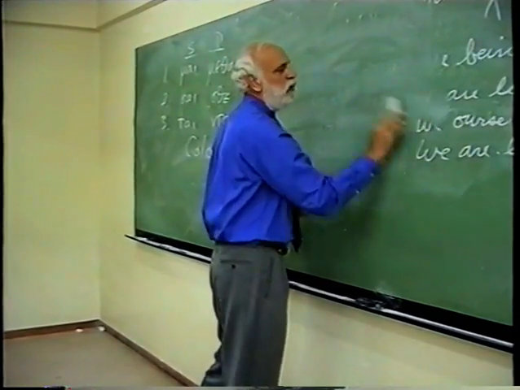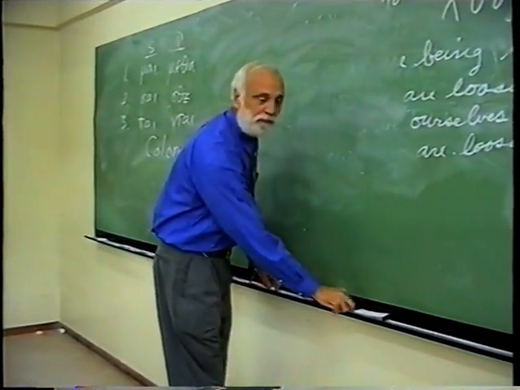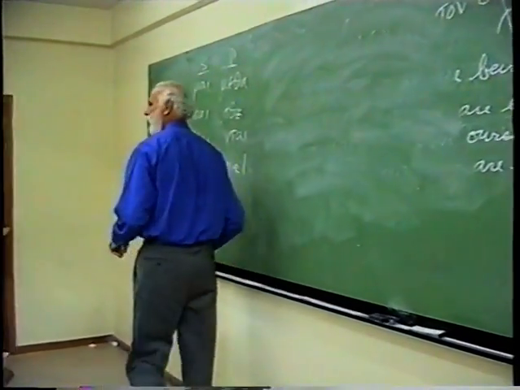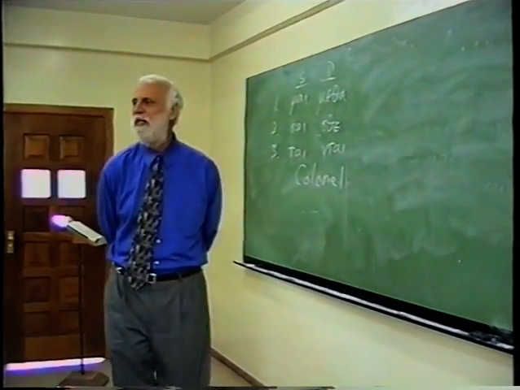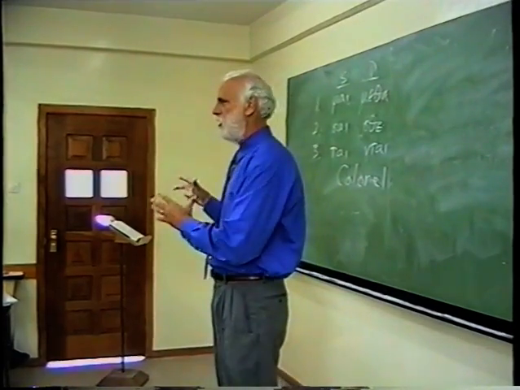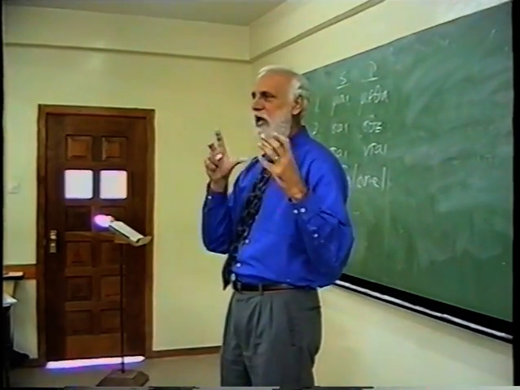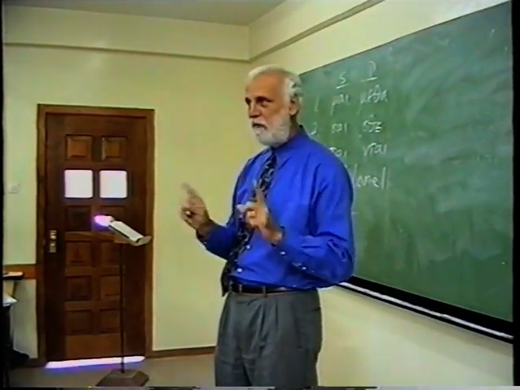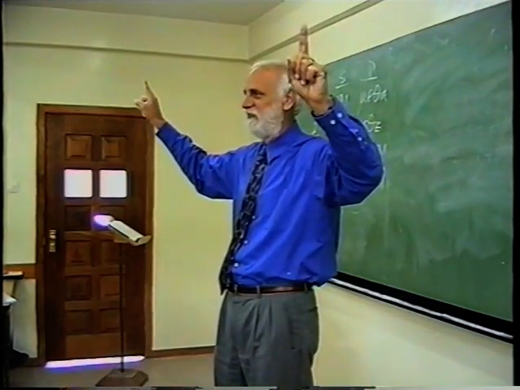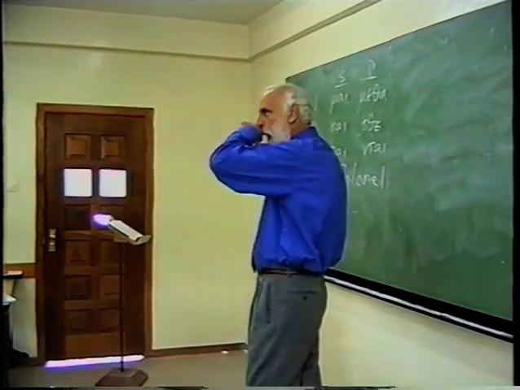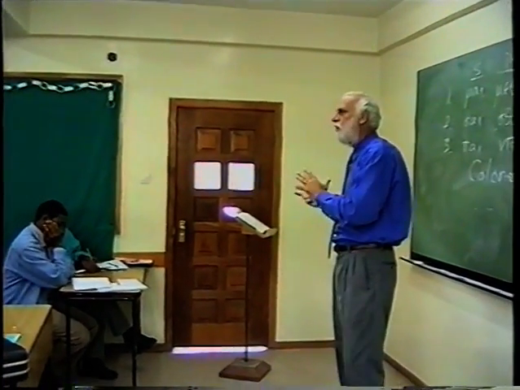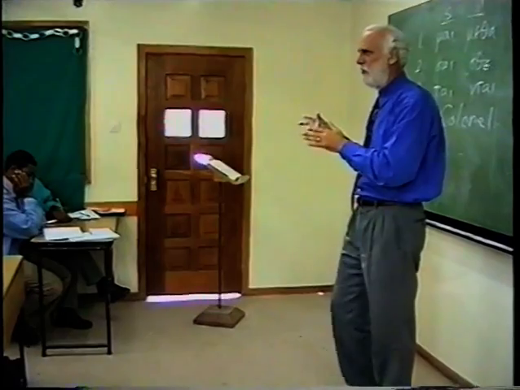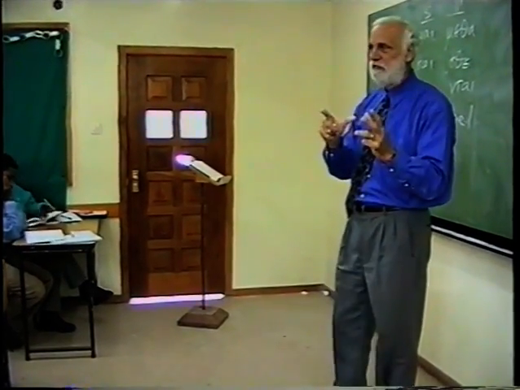Let me give you a definition of a deponent verb. A deponent verb is a verb that is middle or passive in form, but actually it is active in function. Let me repeat that. This is a brand new concept for you. Brand new. A deponent verb is a verb that is middle or passive in form, but it's active in function.